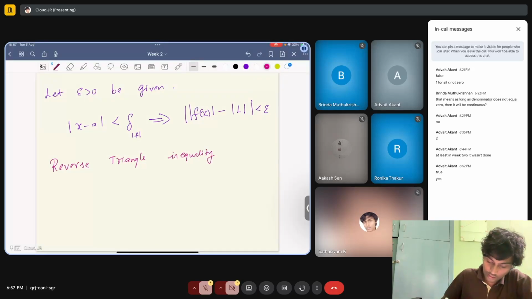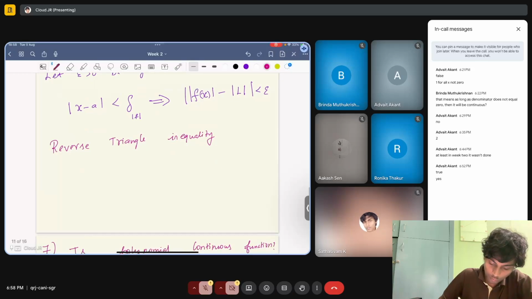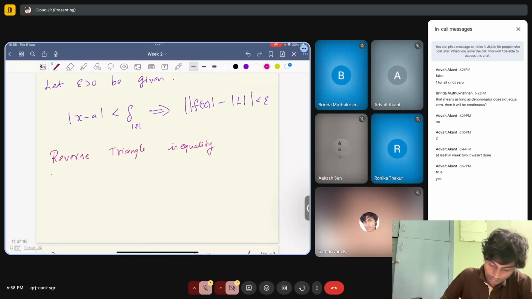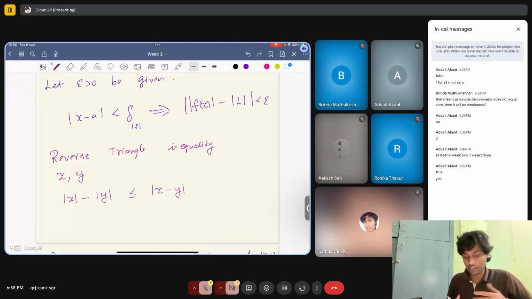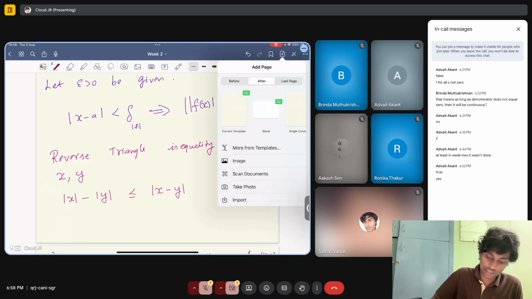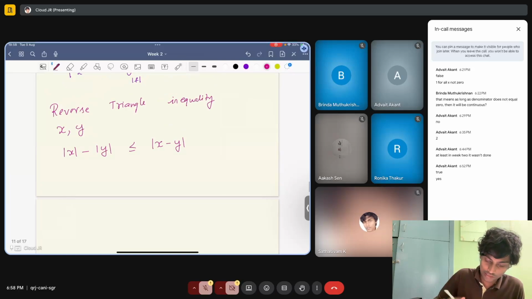Okay. So the reverse triangle inequality says the following: if you have two numbers, let's say x and y, then modulus of x minus modulus of y is always less than or equal to modulus of x minus y. Okay, so this is basically the reverse triangle inequality. It's called the reverse triangle inequality because there is something called the triangle inequality. So I will just write that also.